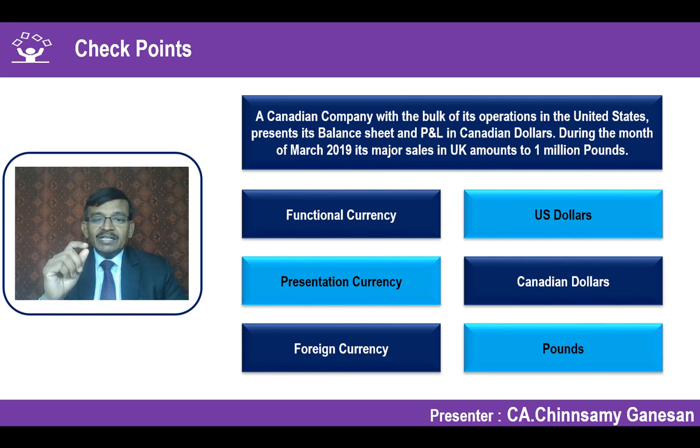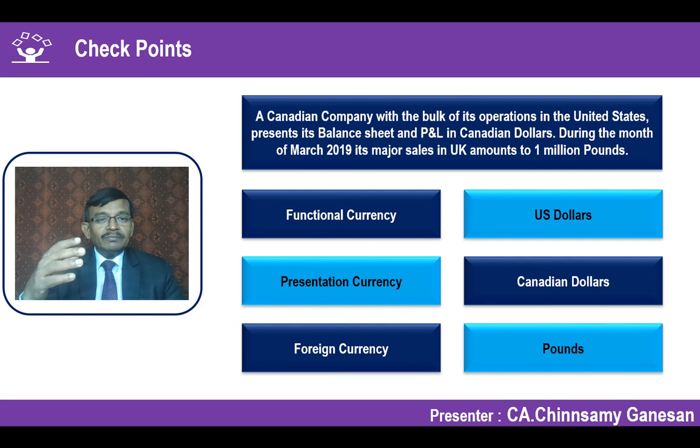Between the functional currency and the foreign currency, for example, 1 million pounds of transaction has happened in the month of March 2019. So it has happened in a foreign currency. So 1 million pounds on the date of transaction has to be converted into the equivalent US dollar and accounted in the books of accounts. Any difference arising in the conversion or in the remeasurement of that particular transaction will be accounted as per Ind AS 21.